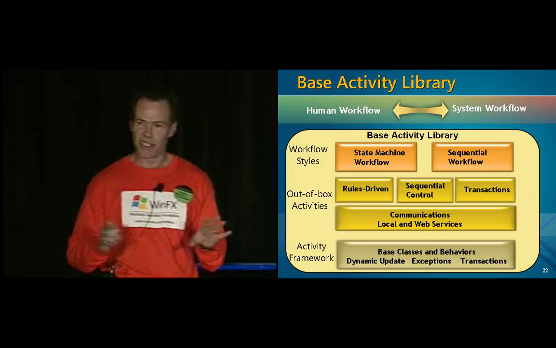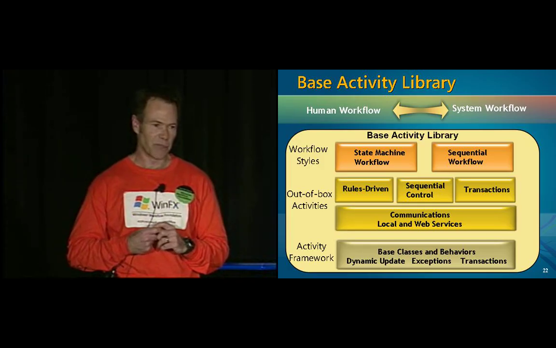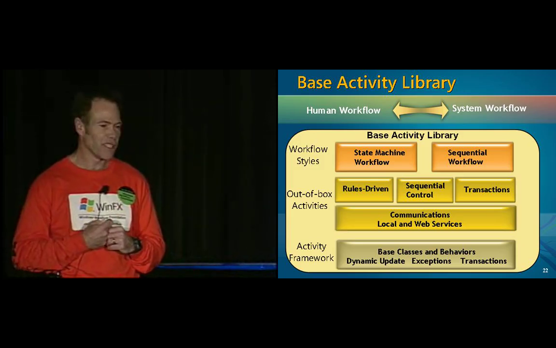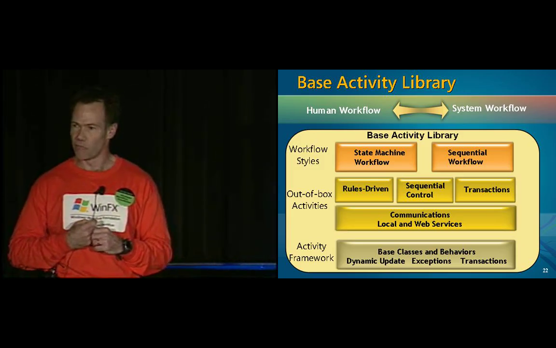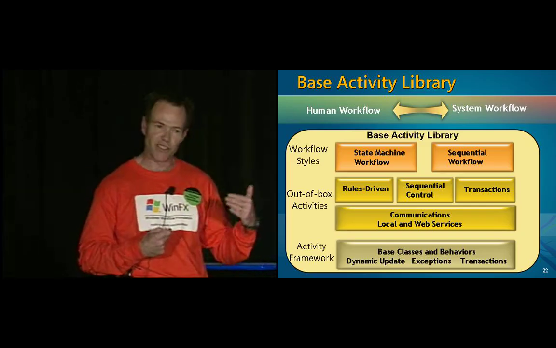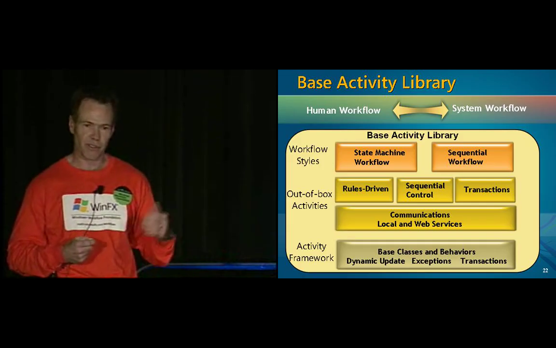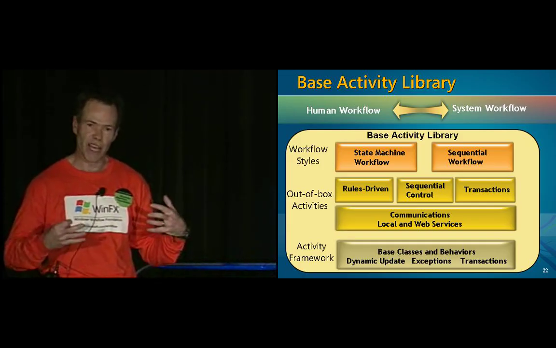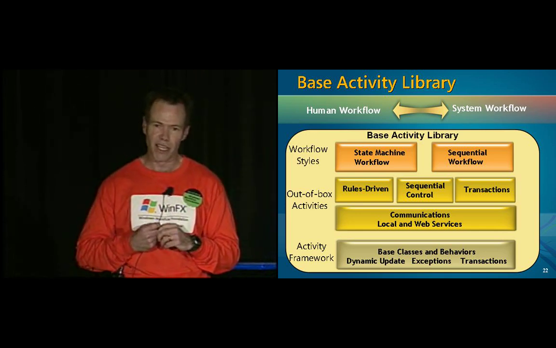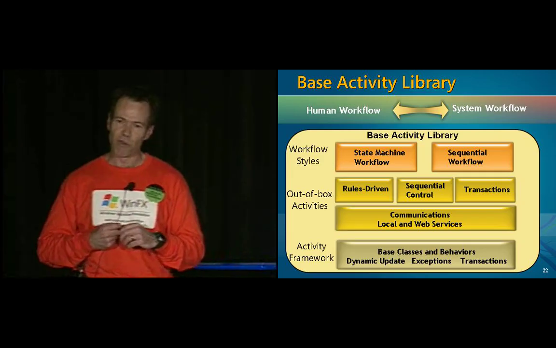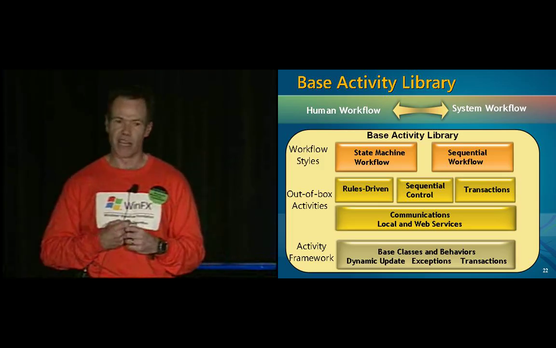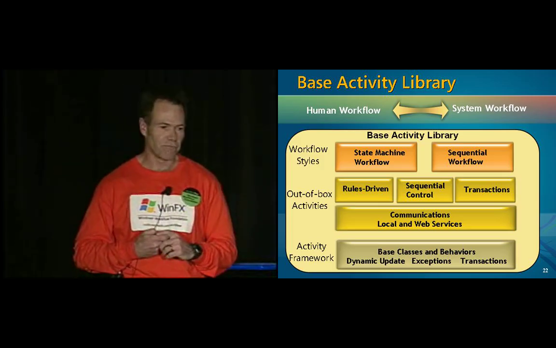So let's talk about the richness of the base activity library that we ship out of the box. And again, as you would expect, we're trying to span this spectrum of human and system workflow. We have activities that are designed specifically for those types of tasks. The workflows that you've seen so far are what we call sequential workflows. But we have a paradigm built around state machines. And I'll talk about these a little bit more in the next slide. But the idea behind that is a workflow that's driven by external events and modeled as a state machine, like you might draw in a Visio diagram, instead of a sequential flowchart.